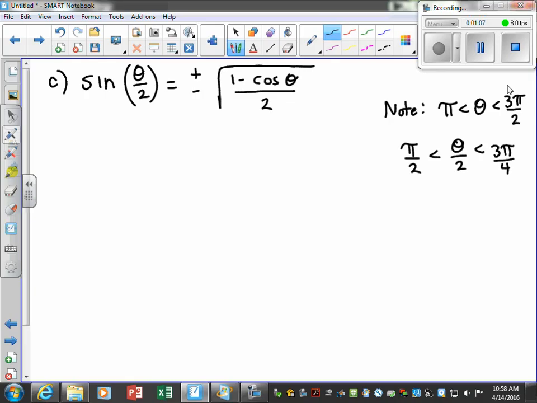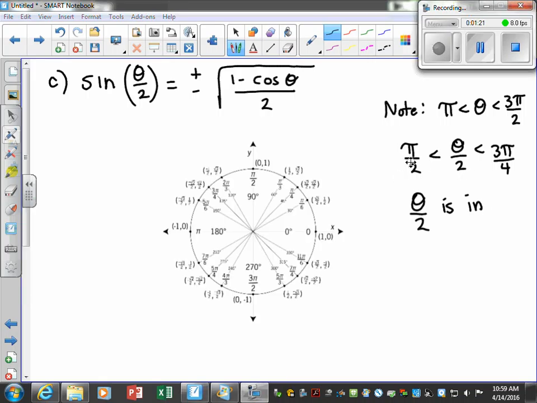Okay, so where would that put us? Where would that put theta over 2? It's in which quadrant? Okay, so if it's between pi halves, which is here, and 3 pi fourths, which is here, we are in quadrant 2. Good, so we're going to make a note of that.